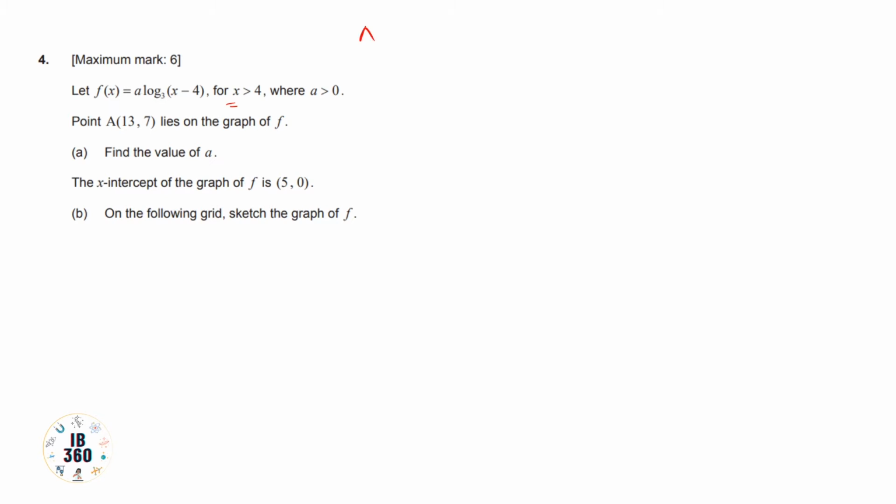So from this question we are getting the point (13, 7). So for x equals 7, the value of y is 13, or we can say f(x) is 13. So from here we will do the complete for x equals 13, sorry, for x equals 13 the value of y is 7. So from here we will get this formula.